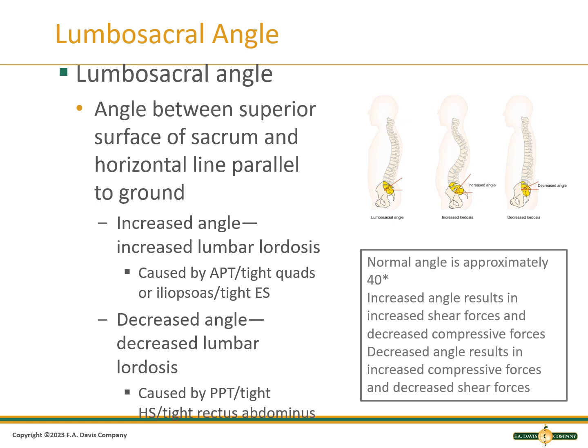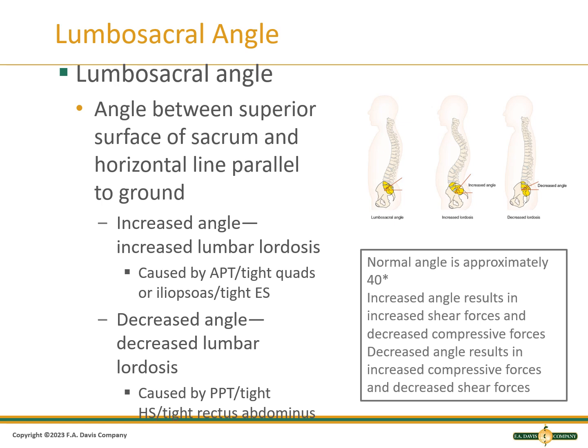The lumbosacral angle is the angle between the superior surface of the sacrum and the horizontal line parallel to the ground. So if we have a line parallel to the ground and then we run a line along the superior articulating surface of the sacrum, we get an angle created there. A normal lumbosacral angle is approximately 40 degrees.